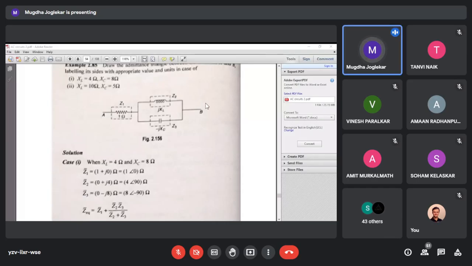Yes, all of you do one thing. Those who complete Z equivalent for the first combination will proceed for the second combination also. Same procedure, find out Z equivalent. And then we'll find out how to draw the admittance triangle. Leave the space after first case for drawing an admittance triangle. Find out Z equivalent for first case, then second case, and then Y equivalent. Am I clear? Yes.